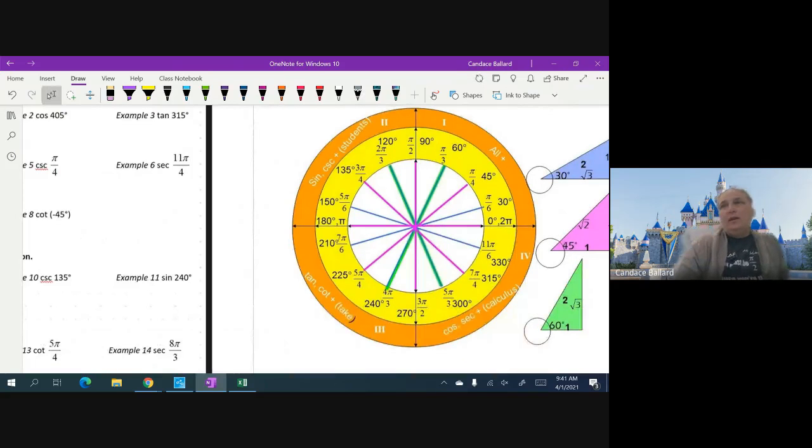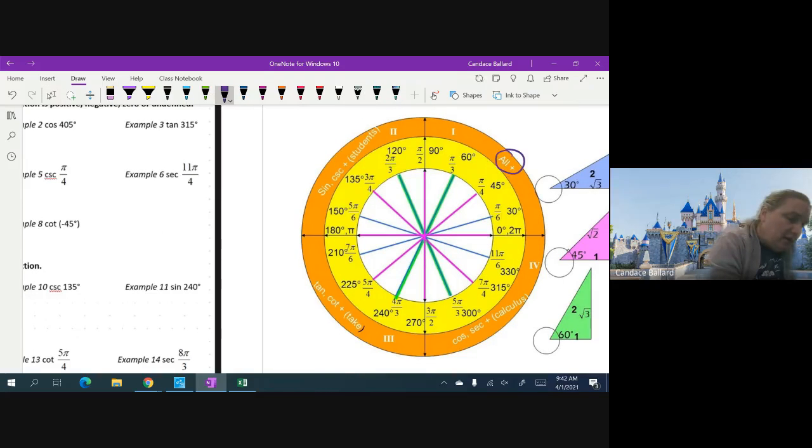Okay. So on that orange outer ring, there's a mnemonic device there to help you remember it, because at some point we will wean you off of the circle. So the mnemonic device is All Students Take Calculus. It's also my subliminal message to make sure you take calculus next year. Okay. So that's just the way to remember it.